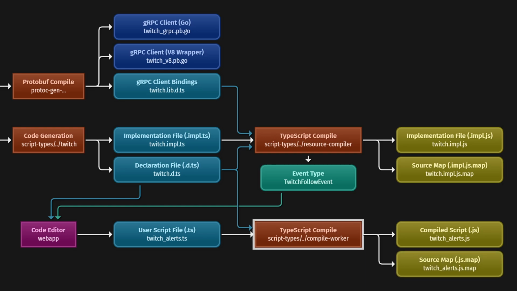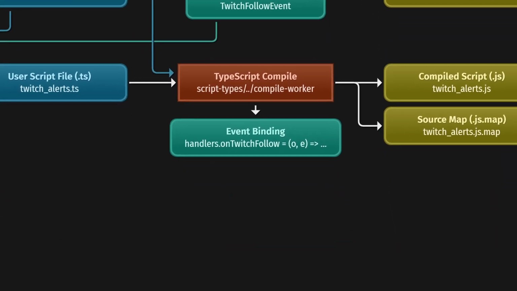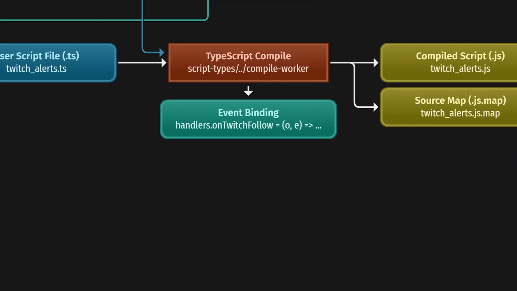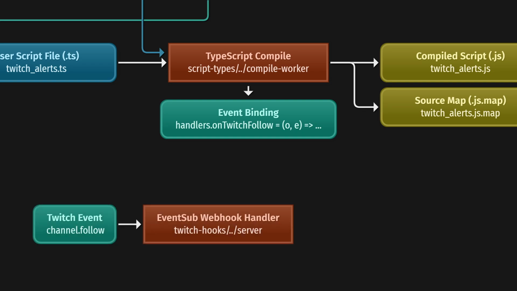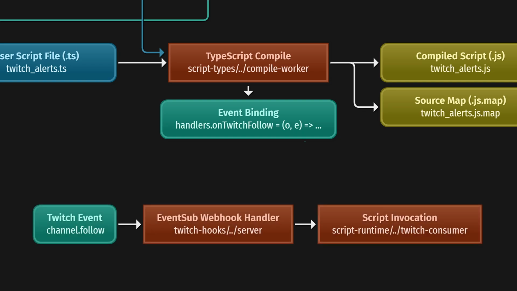In this compile step, we do some extra analysis as well. This time we parse the user-supplied script files to determine which event types have callback functions bound to them. So later on, when Twitch notifies us that someone has followed this user's Twitch account, we know that there's script code that the user wants to run in response.